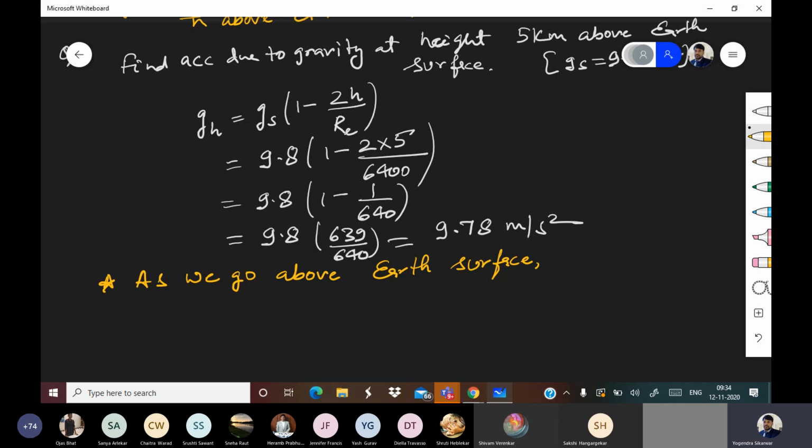So as we go above Earth's surface, value of g decreases.